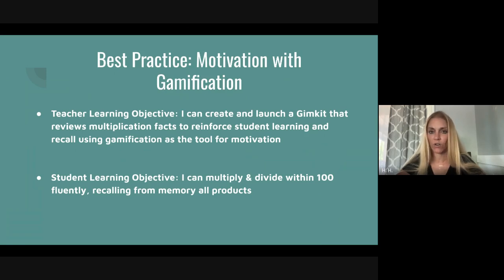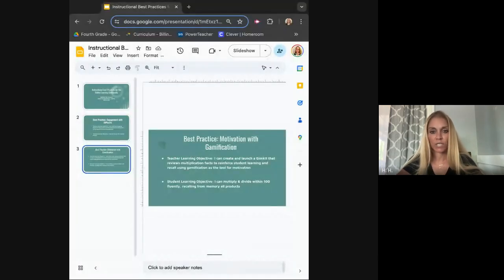Gamification is a huge trend right now, and motivation is a key to online learning and also one of the greater challenges that we run into. Your teacher learning objective for this is to create and launch a Gimkit that reviews multiplication facts using gamification as your tool for motivation. And of course, we have a student learning objective, which is multiply and divide within 100 fluently, recalling from memory all products. So students using memorization to help them be able to recall those facts. All right.